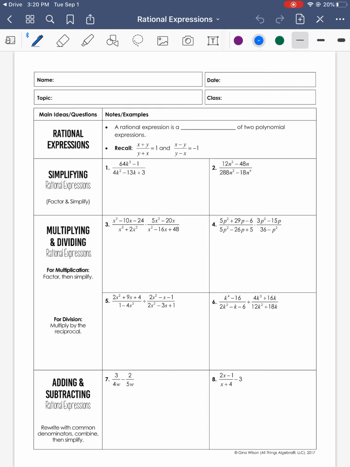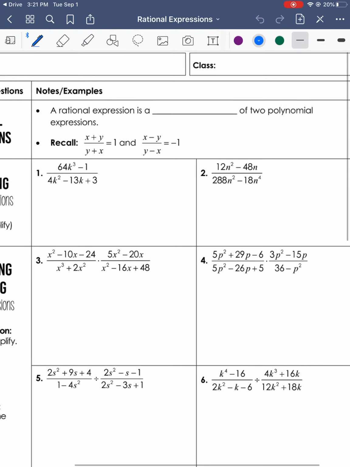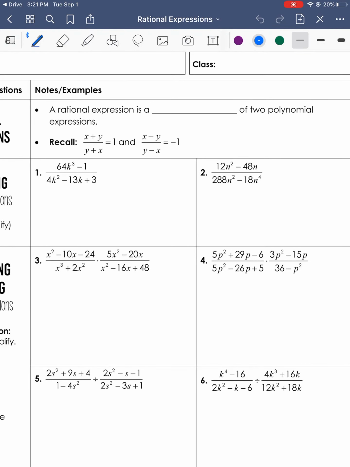So I'll do the first little part and I'll kind of point out some stuff for you to remember. And then I'll do a separate video with some examples. All right, so if we look at rational expressions, when we say rational expressions, we're referring to a quotient of two polynomial expressions, like we have here, a polynomial over another polynomial.